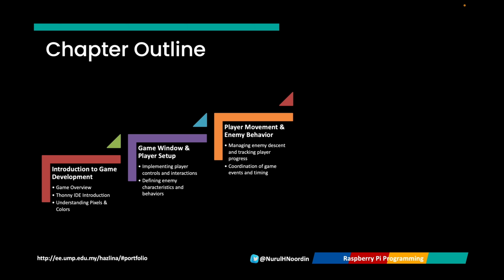Chapter number 3 is Player Movement and Enemy Behavior. Now that we have a game window and a player, we will implement movement control and introduce enemies. In this chapter, you will implement player control using keyboard inputs and define enemy behavior and interactions.